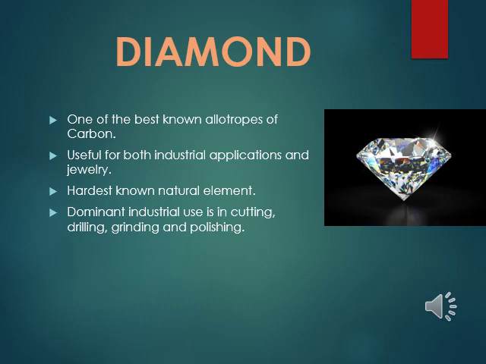As diamond is the hardest natural element in nature, it is basically used in cutting, drilling, grinding and polishing. You can literally cut everything with diamond. And as we all know, we use diamond to cut glass for industrial purposes.